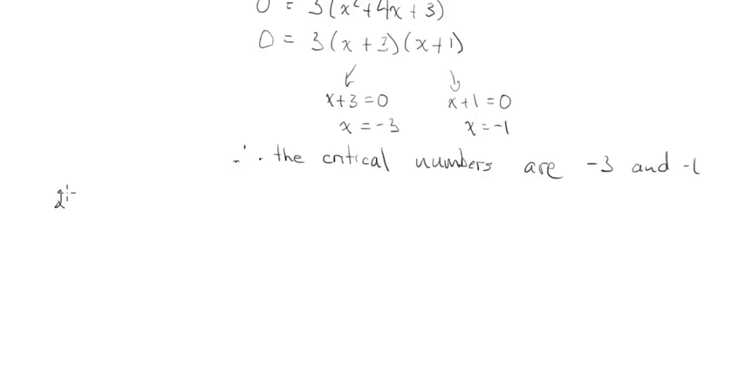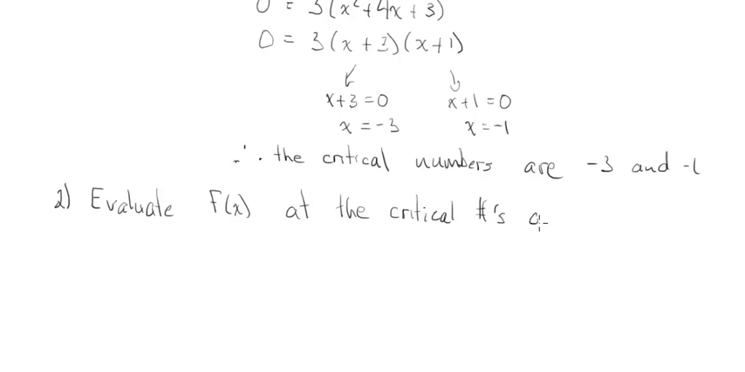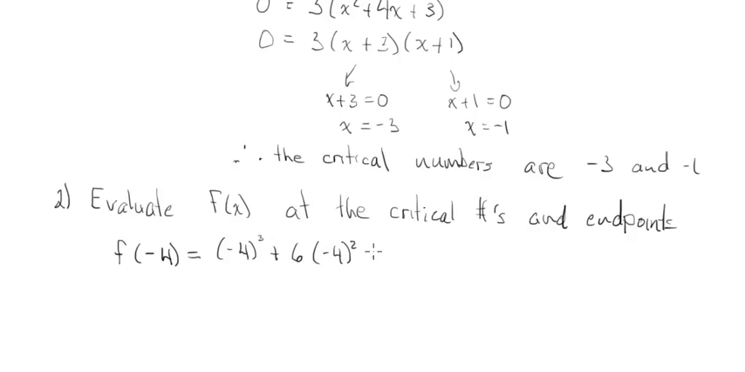In order to do that, all you have to do is figure out the y value. So evaluate f(x) at the critical numbers and the endpoints. We'll start with the one endpoint, f(-4). It just means sub in -4 into the equation. So that would be (-4) cubed plus 6 times (-4) squared plus 9 times -4 plus 2. Then evaluate. You could just work that out, and that works out to -2.